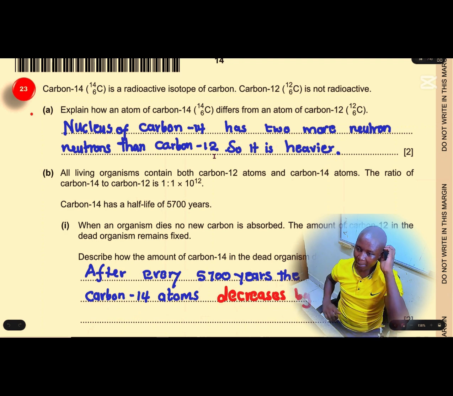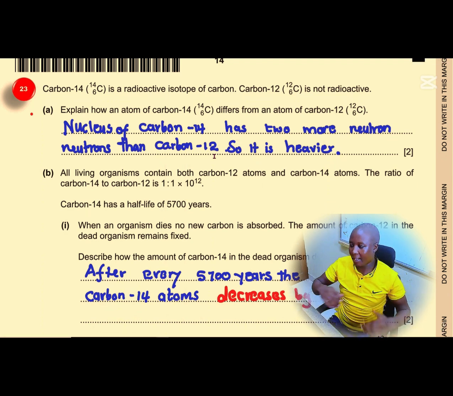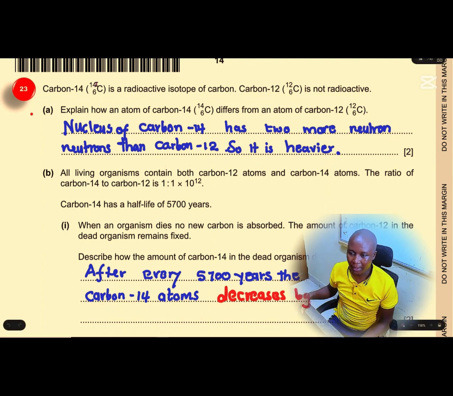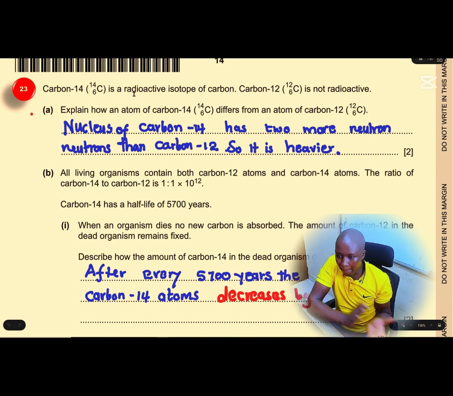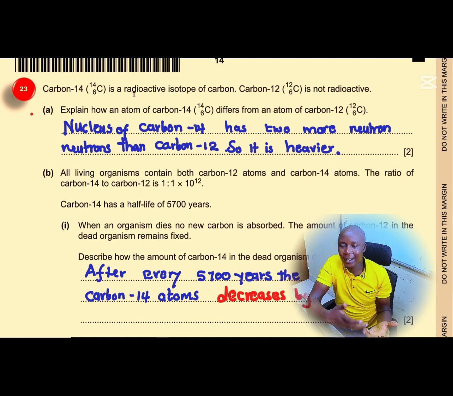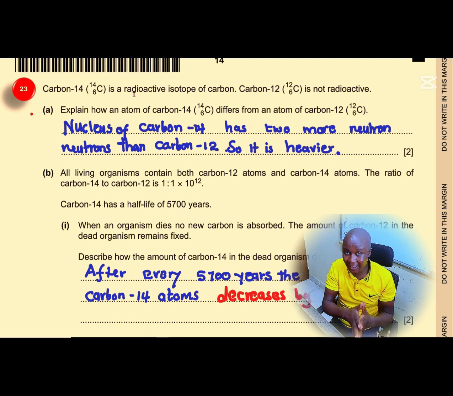Here we are told that carbon 14, remember the number at the top is the mass number or the nucleon number, and the number below here, like 6 here, is representing the proton number or the atomic number, which is the number of protons. We are told that carbon 14 is a radioactive isotope. You need to understand, what do we mean by the term isotope? Isotopes are atoms of the same element which have the same atomic number or same number of protons, but different number of neutrons.